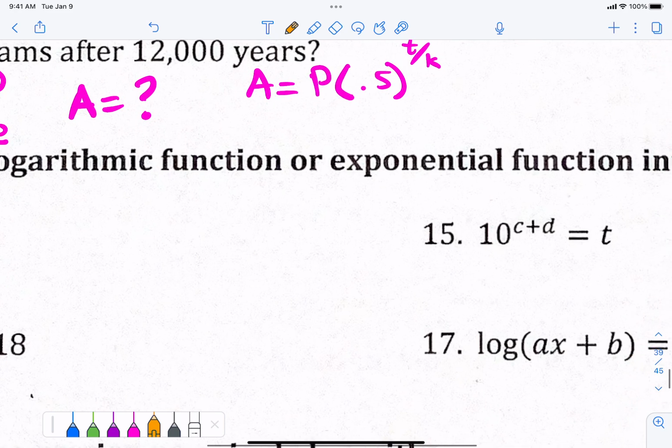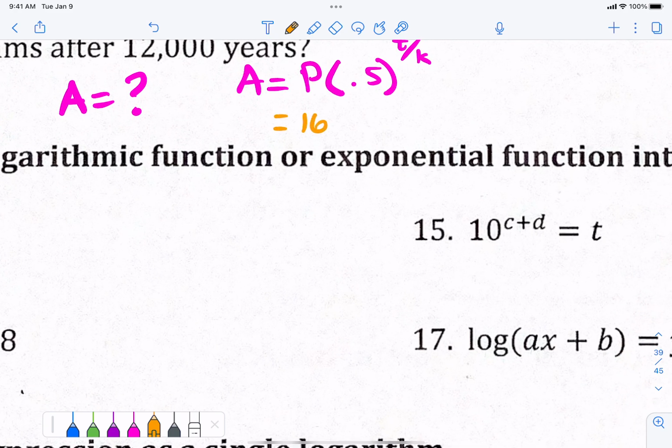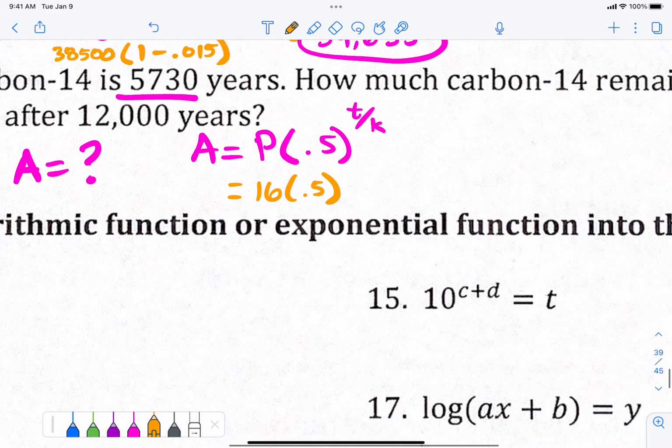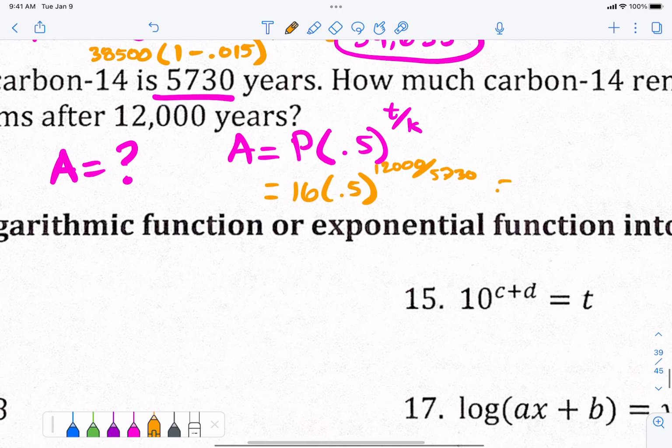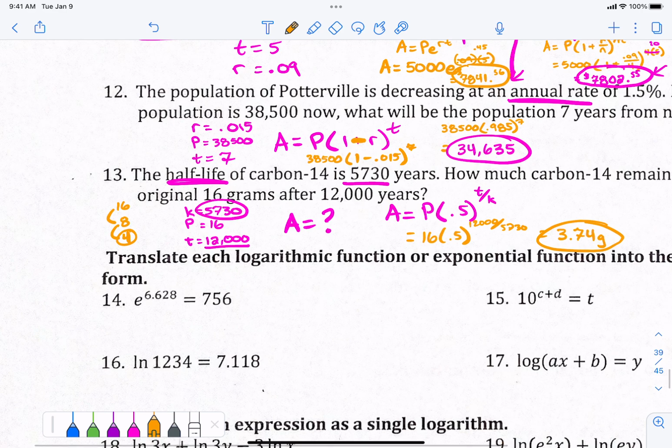All right, okay. So after 16 times 0.5 to the, what do we have, 12,000 divided by 5730. Whatever that is. What'd you get? 3.74 grams is what we have. But does that make sense? Like we can do that kind of in our head-ish and figure out, is that a rough estimate good? Is that close to being correct? Yeah? Good? Okay.